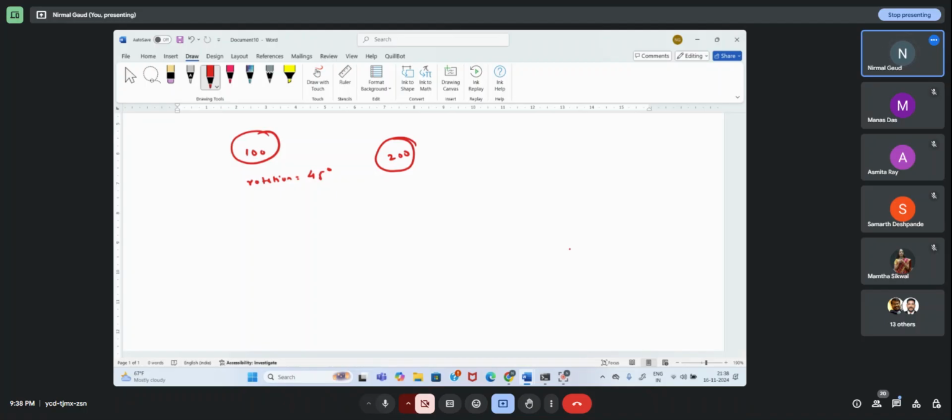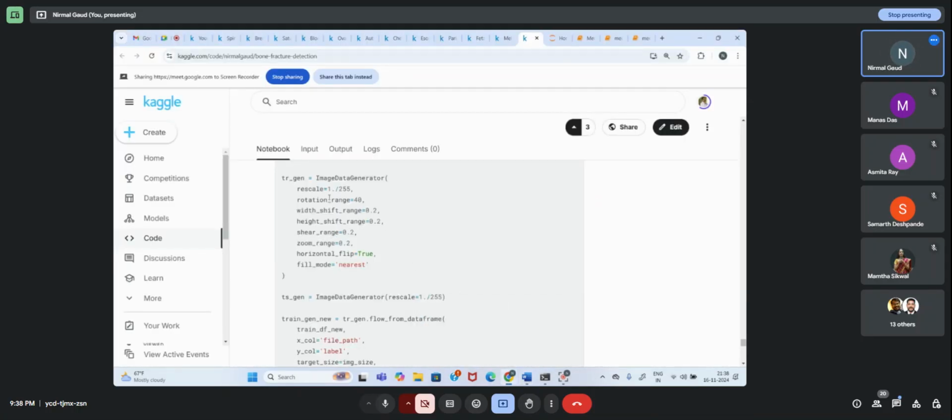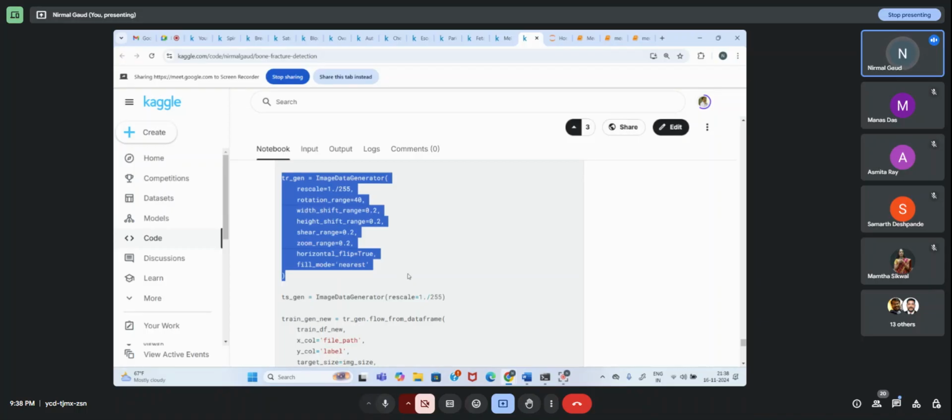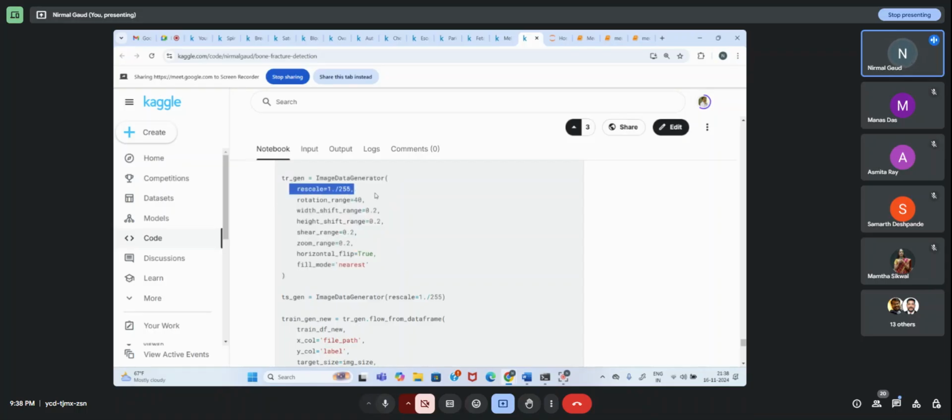Got it? Then on these 200 images, you can perform a horizontal flip. So the existing 200 will remain, plus 200 flipped images will also be added. Now this will become 400. But what I have used, these operations are not one by one. These are all together on an image. I scaled the image, I rotated by 40, then I performed the shifting, height shift, width shift, shear, all the things I did.